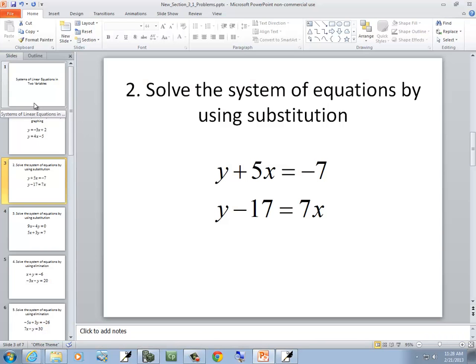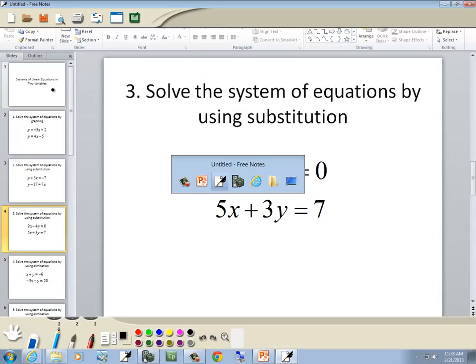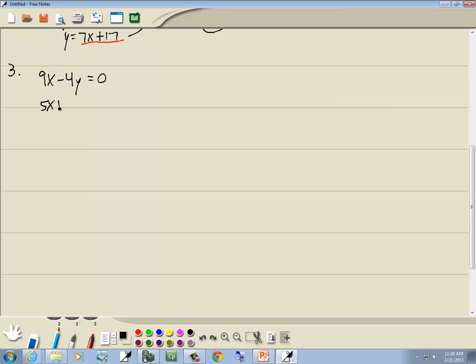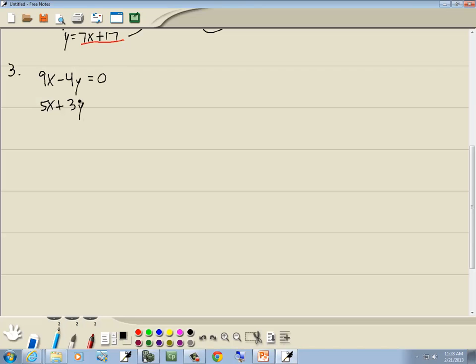Okay, let's look at another example of substitution. So we've got 9x minus 4y is equal to 0, and 5x plus 3y is equal to 7. Now remember our first step. Our first step is to solve one of the equations for one of the variables. I'm going to pick the first one because I think it's a little bit easier.